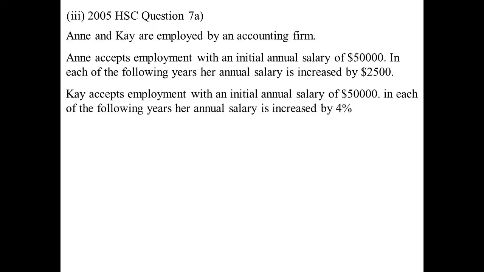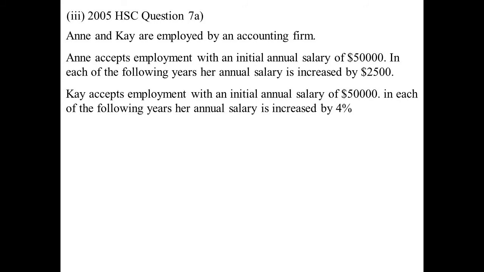Here's a 2005 HSC. Anne and Kay are employed by an accounting firm, and they accepted some really weird conditions of employment. What Anne says is, oh, look, okay, yes, I'll take this initial salary of $50,000, but in every year, I want you to increase it by $2,500. Okay. Kay also accepts employment and starts off with $50,000, but she says, no, I want you just to increase my salary by 4% every year.